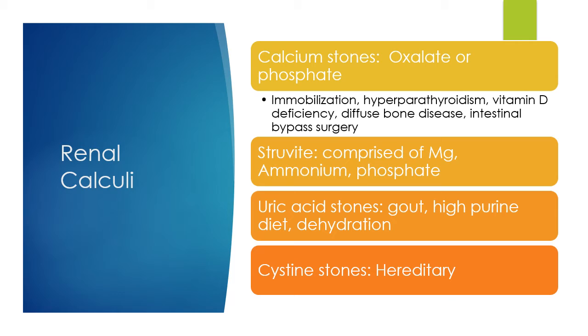So this shows the different stones that we can have. We can have calcium stones, oxalate or phosphate; struvite, which are comprised of magnesium, ammonium, and phosphate; uric acid stones, which we see in gout, in patients that have a high purine diet, and in dehydration; and then cystine stones, which tend to be hereditary. And calcium stones account for 70 to 80% of all the stones that require treatment.